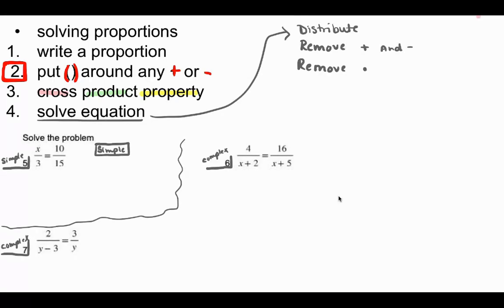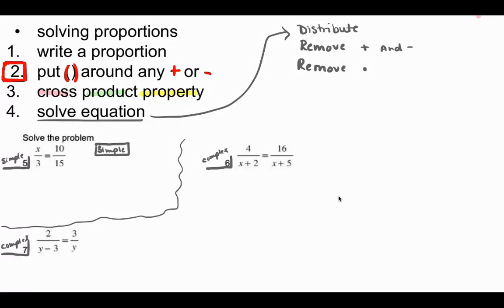So we're going to use the cross product property, but the first thing you do is put parentheses around any and all addition or subtraction problems, then you cross multiply, and then we solve the resulting equation using the distributive property to remove any parentheses, and then we remove our addition and subtraction before finally removing the multiplication.